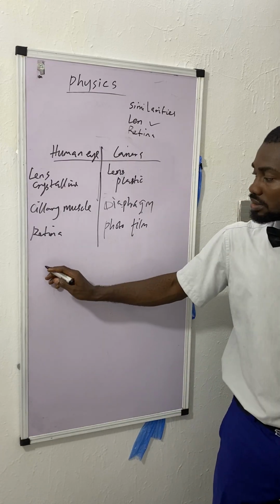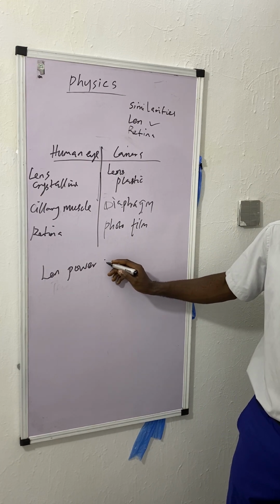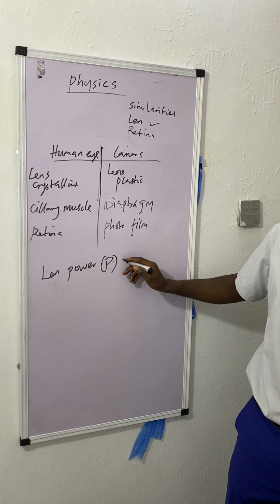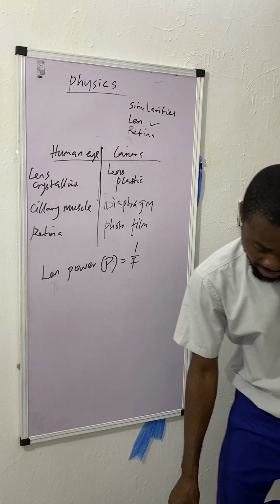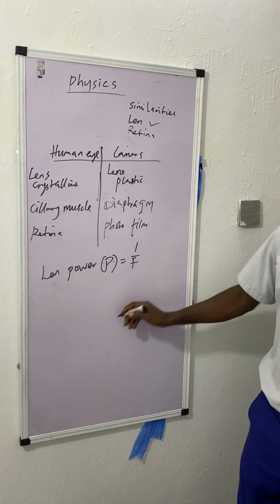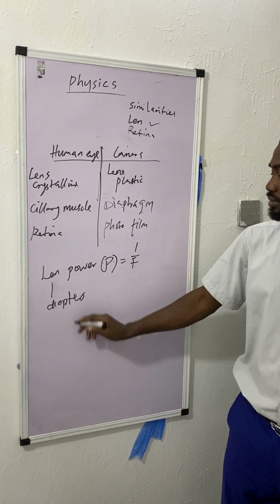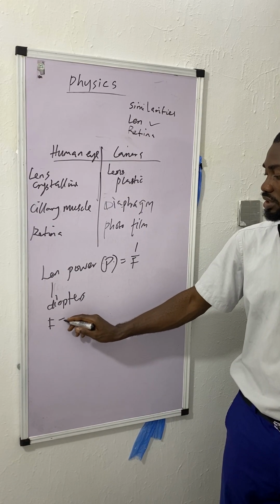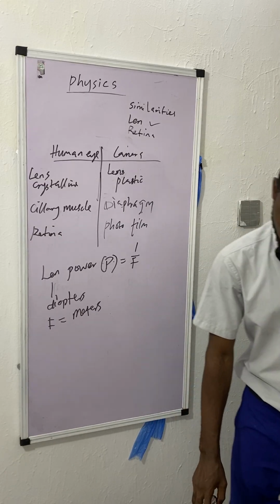Lens power, capital letter P, is equal to 1 over F, where F is the focal length. And lens power is measured in diopters, while focal length is measured in meters. All right? Don't forget that.